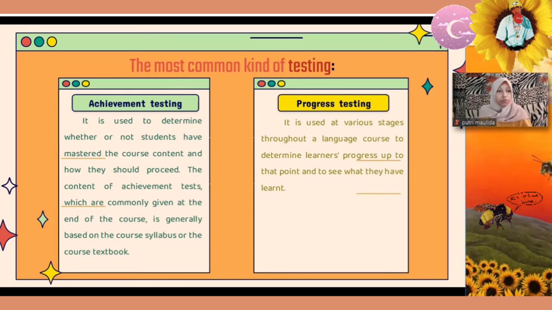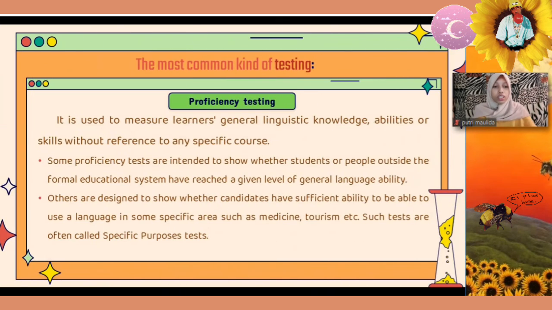And then progress testing. It is used at various stages throughout a language course to determine learners' progress up to that point and to see what they have learned. So progress testing is used to know the stage students are in and how far the students already understand what they have learned.